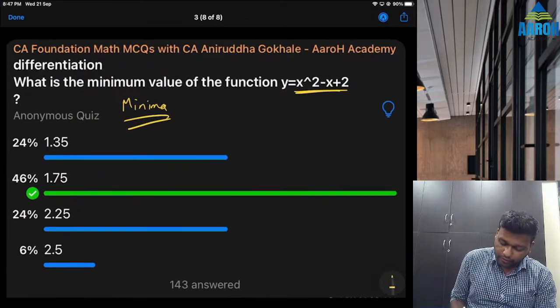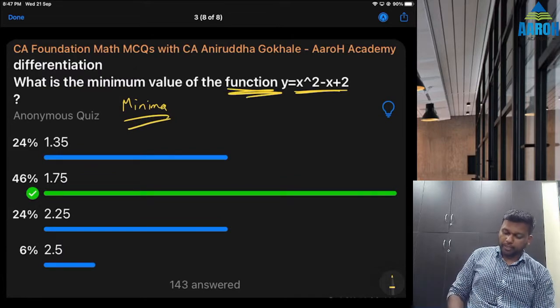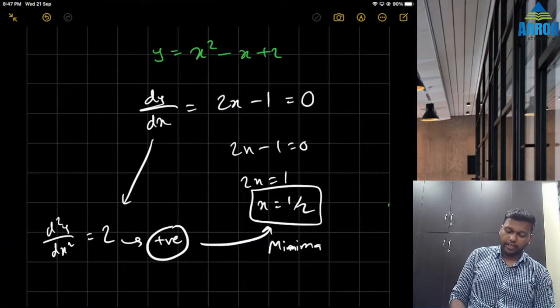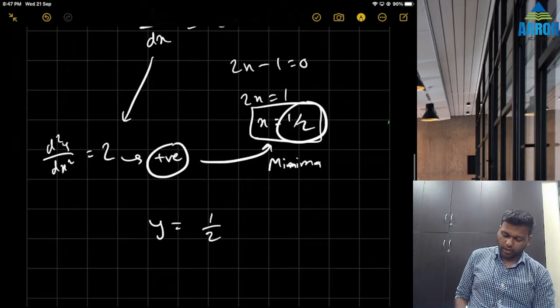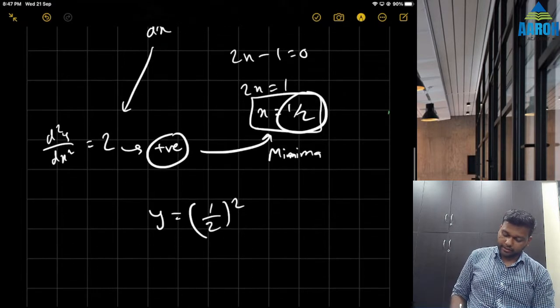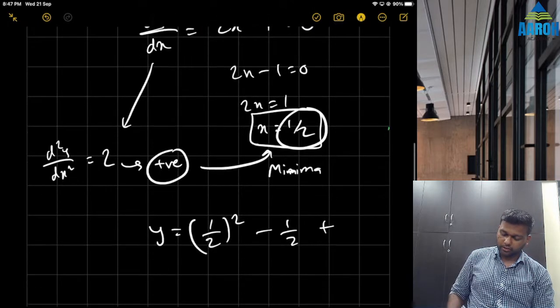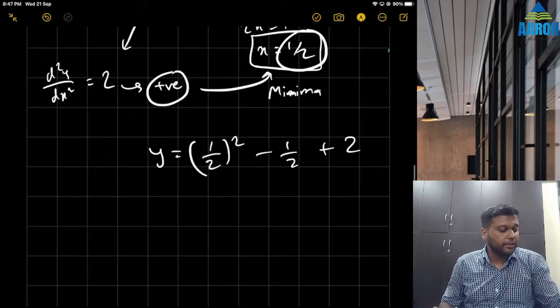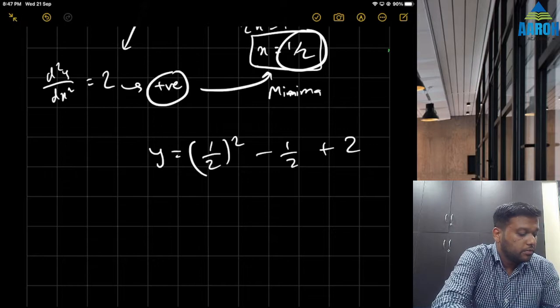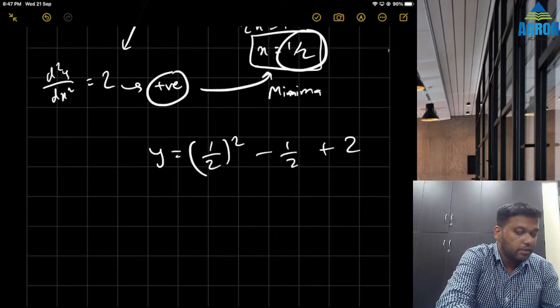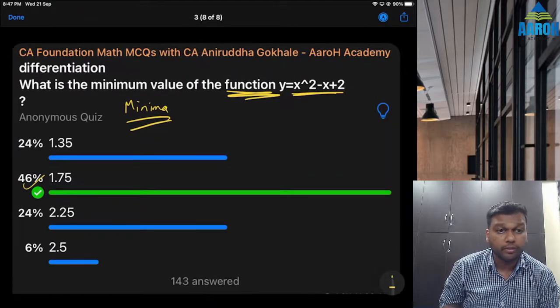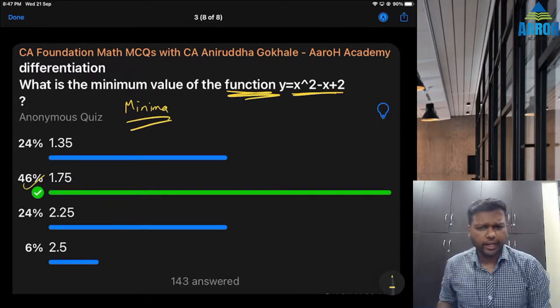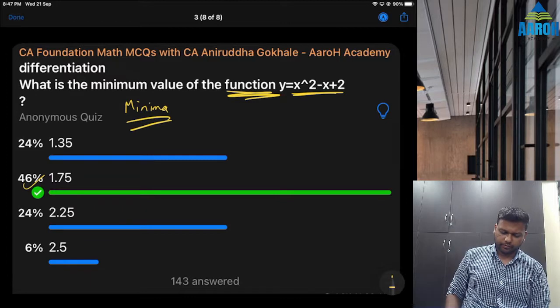Now they have not asked the value of x, so half is not the answer. What is the minimum value of the function? So we have to put this x equals half in our original function. Our original function was y is equal to x square minus x plus 2, so half square minus half plus 2. Check on our calculator: 0.5 square minus 0.5 plus 2. That is 1.75. So this is the correct answer, option B. Okay, I hope this is clear. If not, let me know in comments.